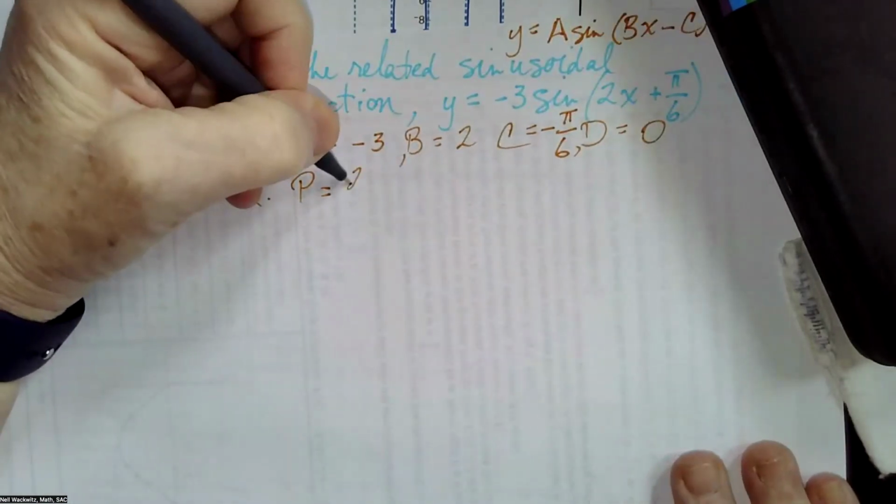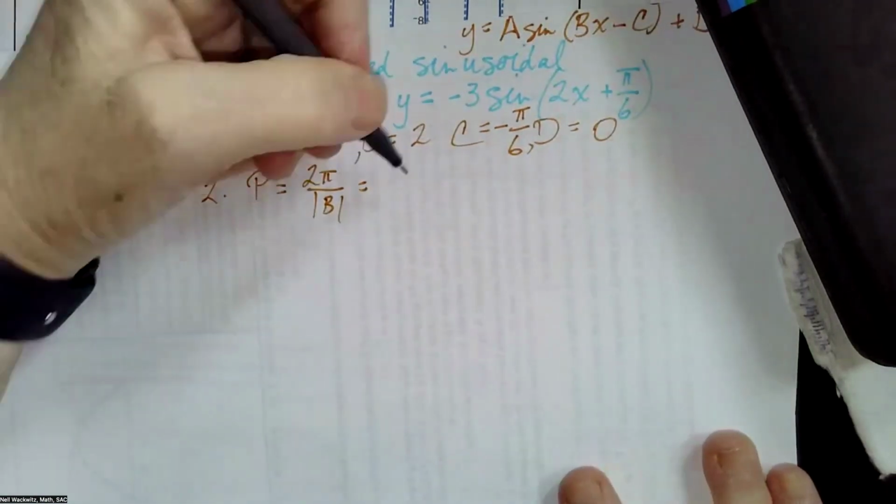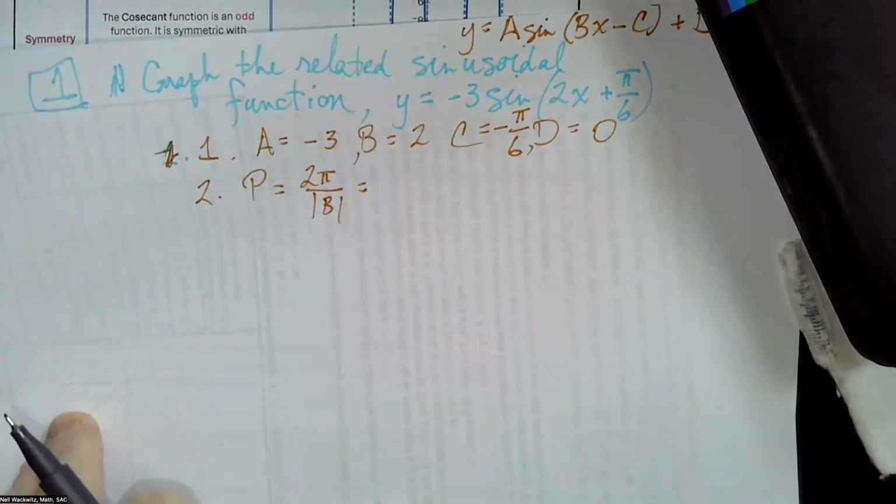The period is 2 pi over the absolute value of B. Why do we have to have absolute value in that formula?